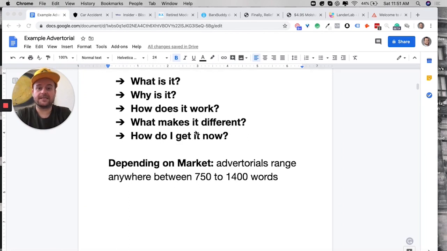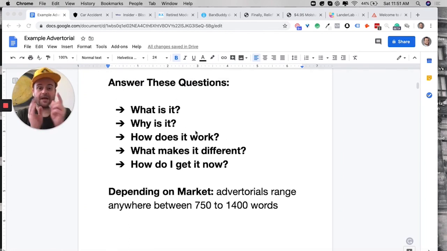How does it work? Detail it. The more detail, the better. And this goes for advertorial and for copy in general too. The more detail you can give, the better. The reason why is because you're starting to trigger certain emotions in them when it comes to the different senses. People connect to the specificity of things. So that's something really, really important.